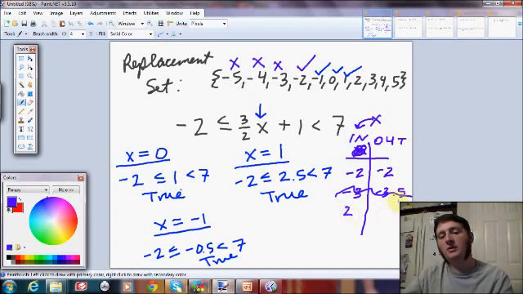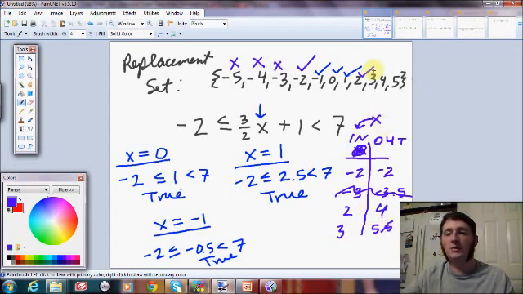3 halves times 2 would cancel down to just 3. 3 plus 1 is 4. Good job, 2. Let's check 3. 3 halves times 3 would be 9 halves, which is 4.5, plus 1 is 5.5. 5.5 is between -2 and 7.